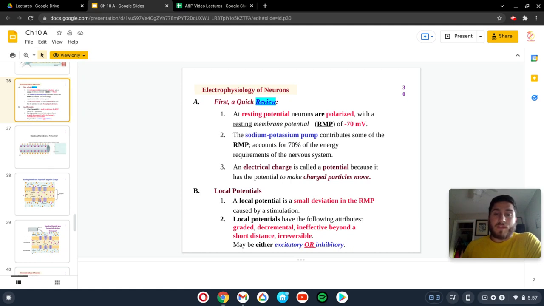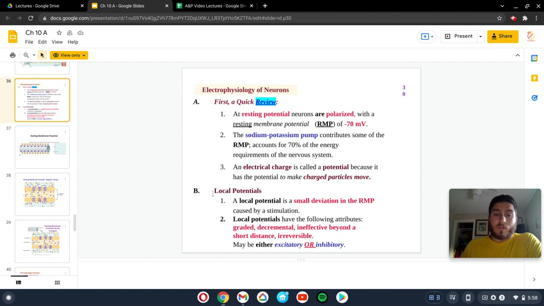So that said, we have the sodium-potassium pump, which is going to contribute to this resting membrane potential. And this is going to account for about 70% of the energy required for the nervous system. An electrical charge is called a potential because it has the potential to make charged particles move. So again, if you are polarized, whether it be positive or negative, now you have a charge. That charge is going to attract the opposite. In other words, we're slightly negative, so those positive ions are going to want to move towards you. You have the potential to make those charged particles move because you are more negative. And that's really important for an action potential.